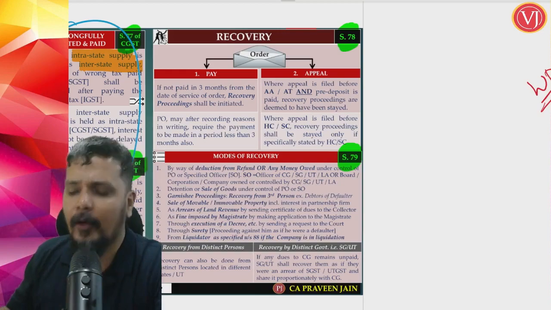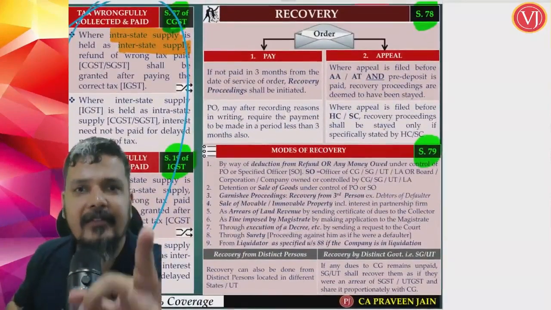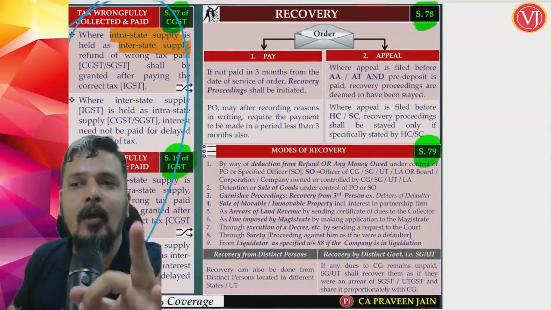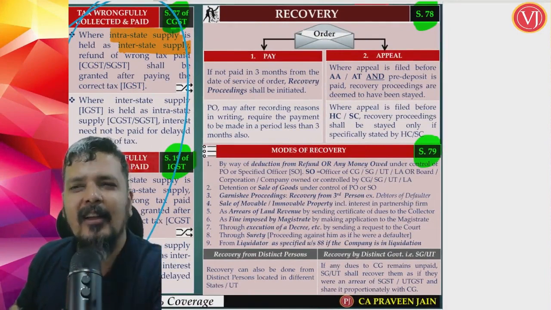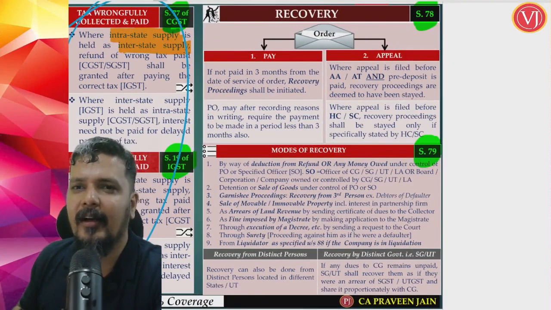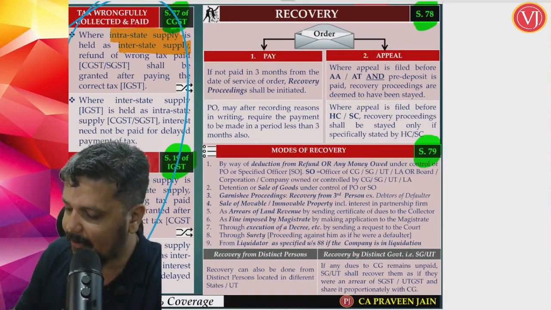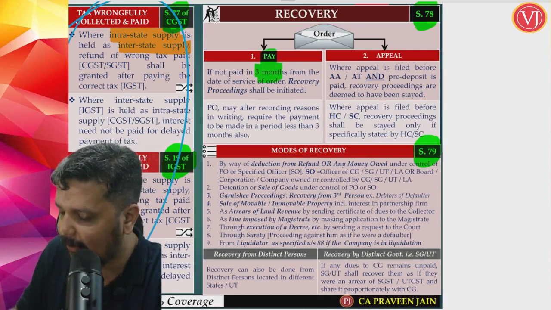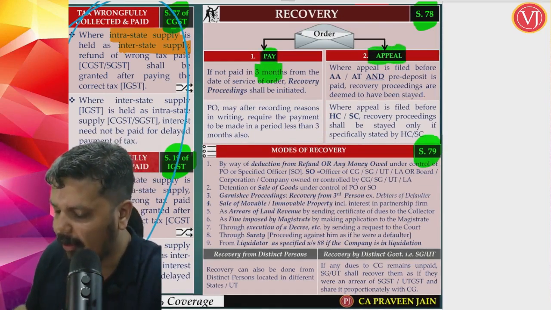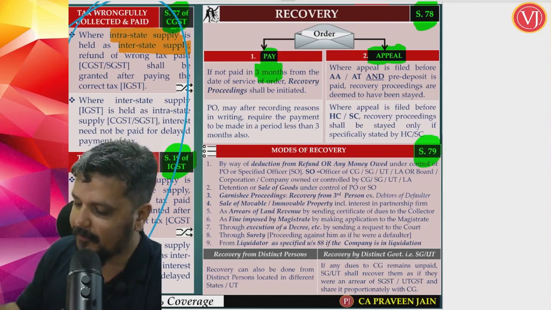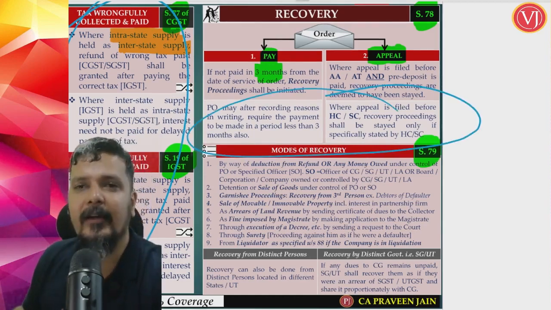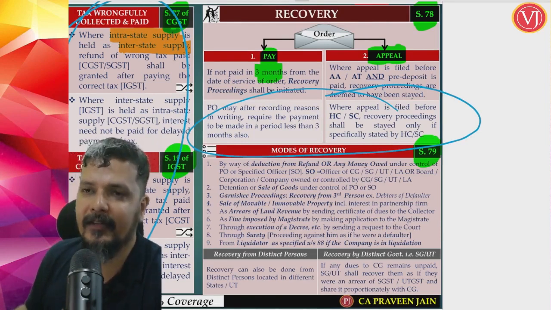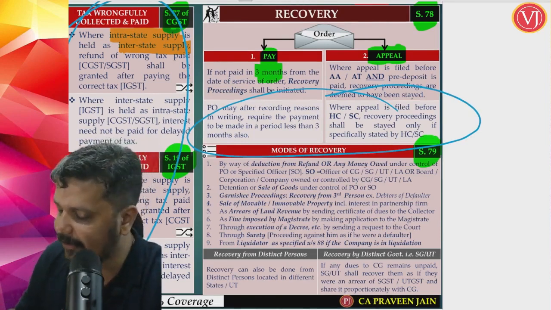Either pay or go for appeals. Till how much time are they going to wait? 3 months. 3 months is the time for the assessee to go for appeals, with a 1 month extension period. But what is the base time limit? Within 3 months, they have to either pay or decide and go for appeals. If they don't do either of these 2 things, recovery will start.